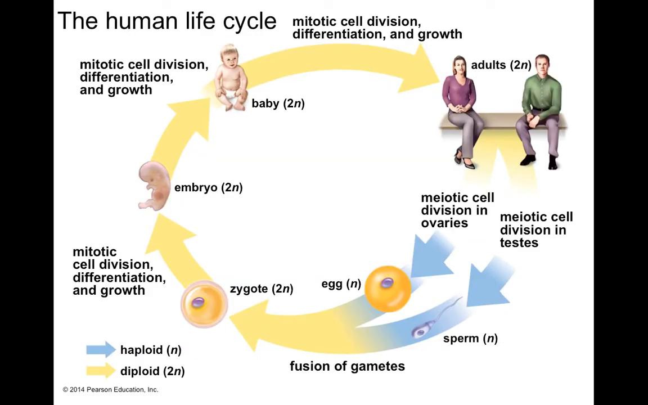So this is what the human life cycle looks like. You should be pretty familiar with it. Let's start here with the two adults. The two adults undergo meiosis, which means they create eggs in the women and sperm in the men. The eggs and the sperm fuse together to create a zygote.